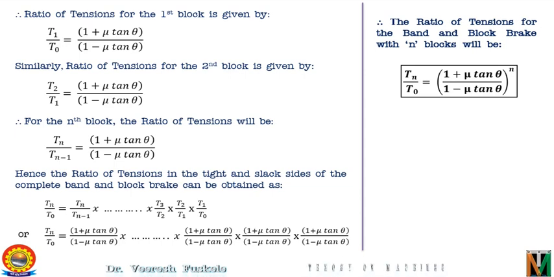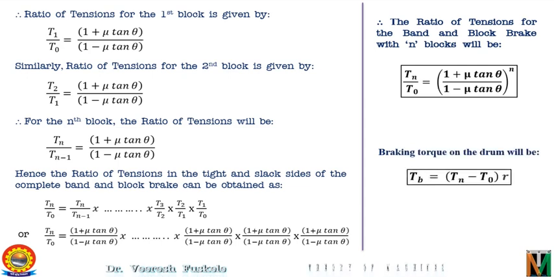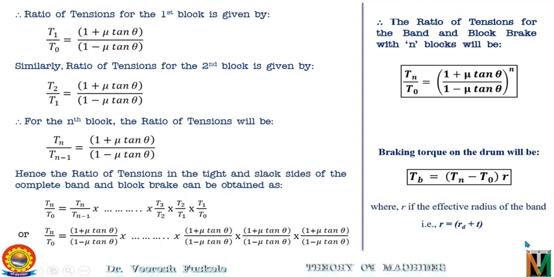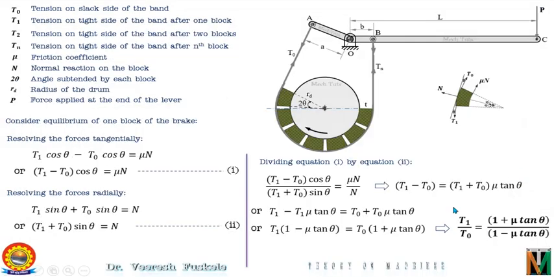So this is the ratio of tensions for the band and block brake with n blocks, and the braking torque on the drum will be Tb is equal to (Tn minus T0) into R, where R is the effective radius of the band, that is R is equal to Rd plus t. Rd is the radius of the drum and t is the thickness of the block. So this is how you can calculate the braking torque and the ratio of tensions in the band and block brake, and also from this equation you can calculate either the coefficient of friction or the angle of contact as desired.